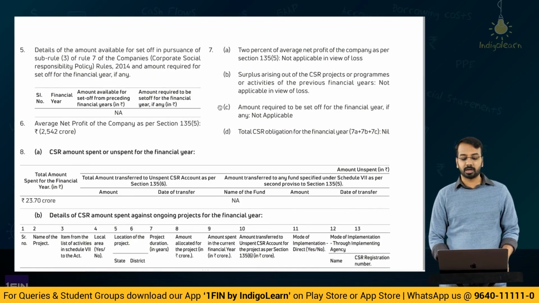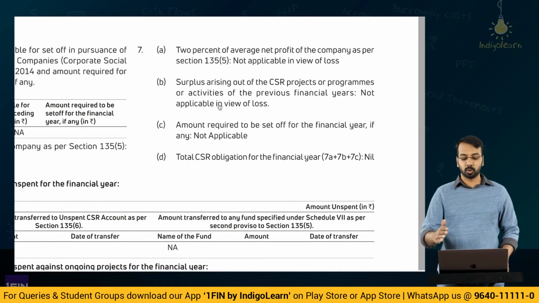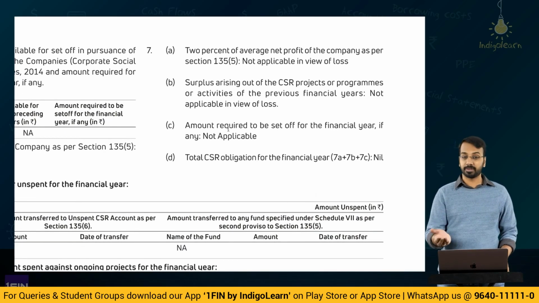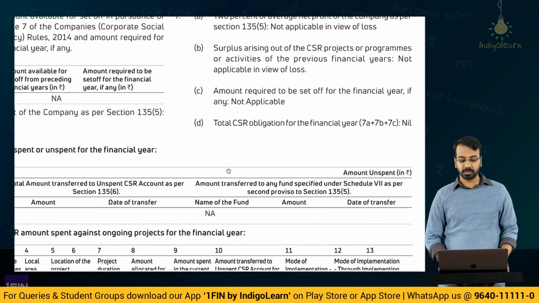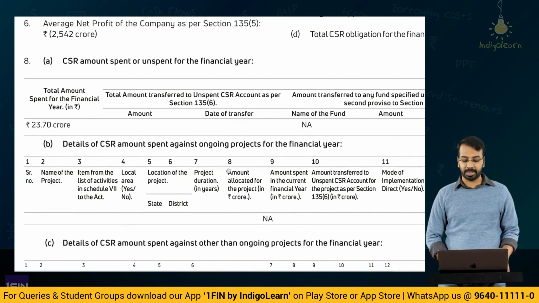Then what is the CSR obligation? See, here is an interesting scenario where there is no CSR obligation. 2% is nil because it's a loss. Then there is no previous surplus that is available. Then there is no set off that is needed. So the total CSR obligation is 0, but still they have spent 23.7 crores in the CSR activities.